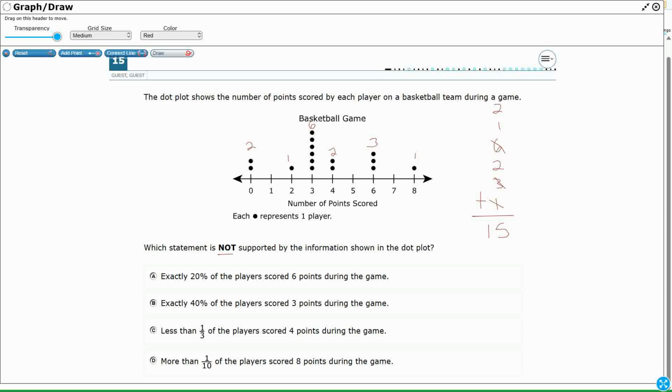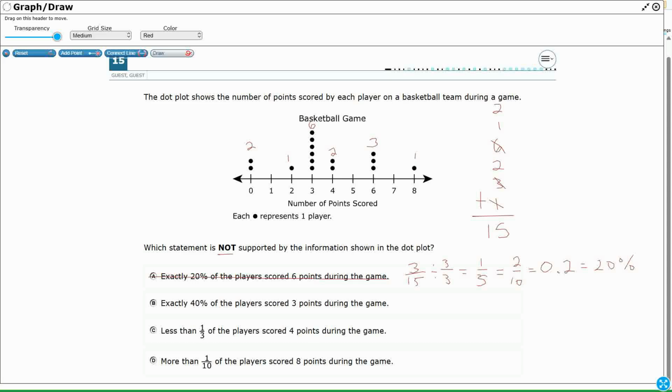So now we can turn this into a statement. 6 points, exactly 20%. So how many students or kids scored 6 points? 3 out of 15. So if we simplify this, we can divide by 3's. Because 3 is a factor of both, that's going to be 1/5. And yes, 1/5 equals 2/10, which equals 0.2, which equals 20%. So this is a true statement, which means we do not want this.